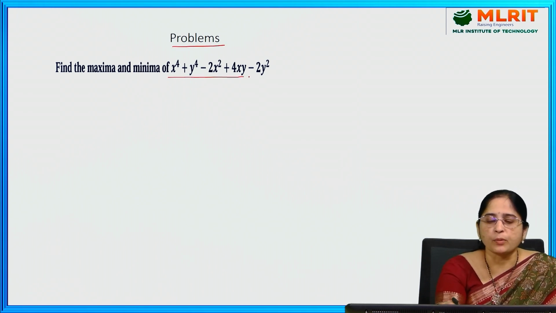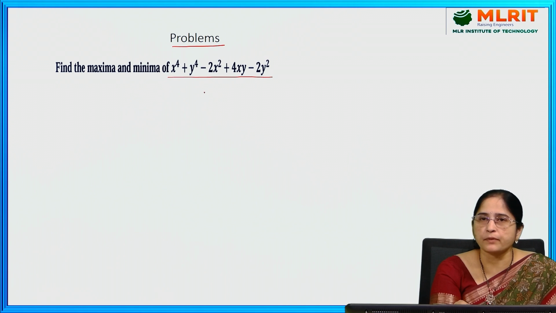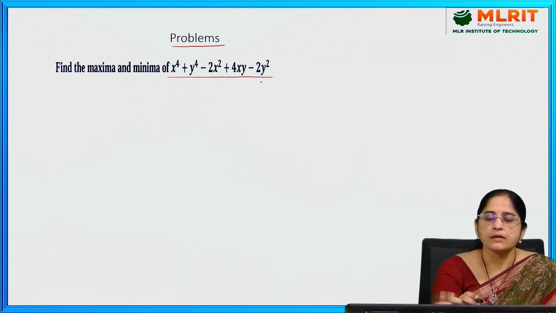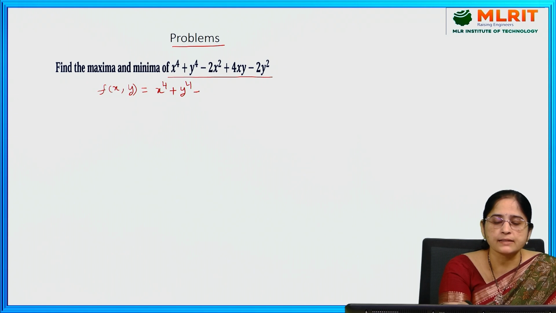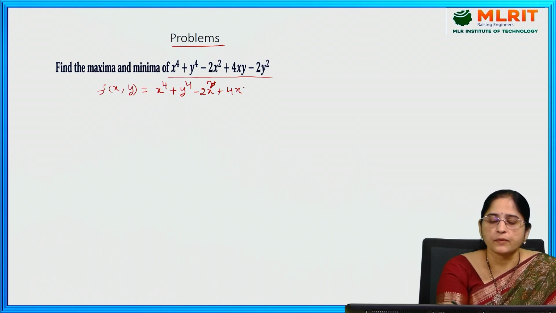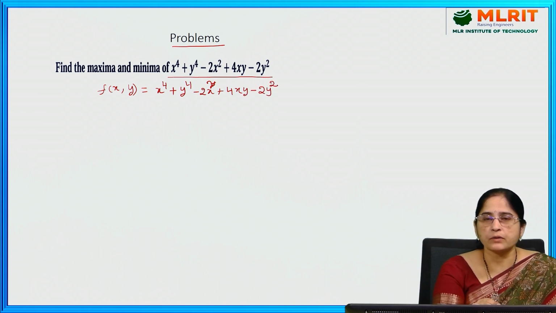So this is the problem: x power 4 plus y power 4 minus 2x square plus 4xy minus 2y square. This is a function of two variables, that's why you can call this f of x comma y. f of x comma y equal to x power 4 plus y power 4 minus 2x square plus 4xy minus 2y square. First find out dou f by dou x.